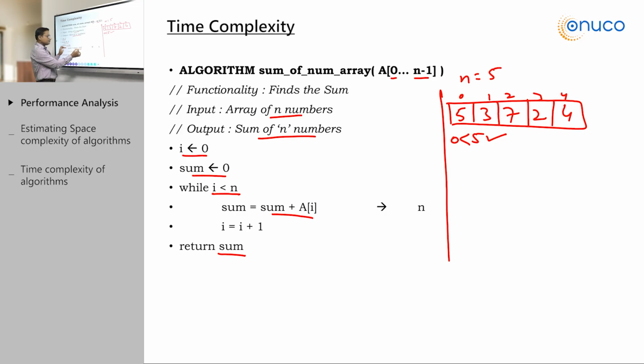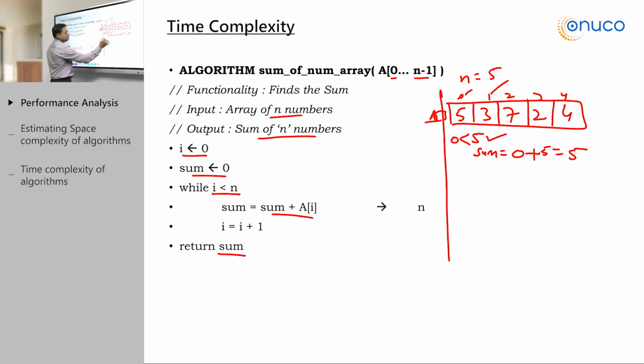These are basic operations, so you are going to perform the task. Sum is equal to sum, the initial sum was 0, plus a of i. A of i is the array element, a of 0 is 5. So we are getting 5. Now i is equal to i plus 1. i was 0, now i becomes 1.